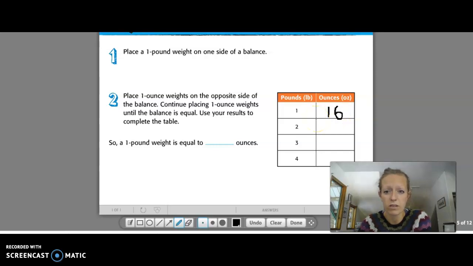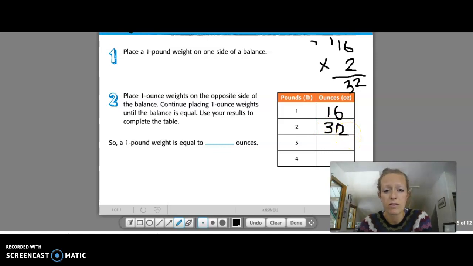If I have 2 pounds, that would be 2 times 16. So maybe you can do that in your head, or maybe you need to work it out. Let's go ahead and work it out since we're here. I'm going to go 16 times 2. 6 times 2 is, good, 12. Bring up the 1. 1 times 2 is 2, plus that 1 is 3, so 32. Nailed it. All right, 2 pounds is equal to 32 ounces.